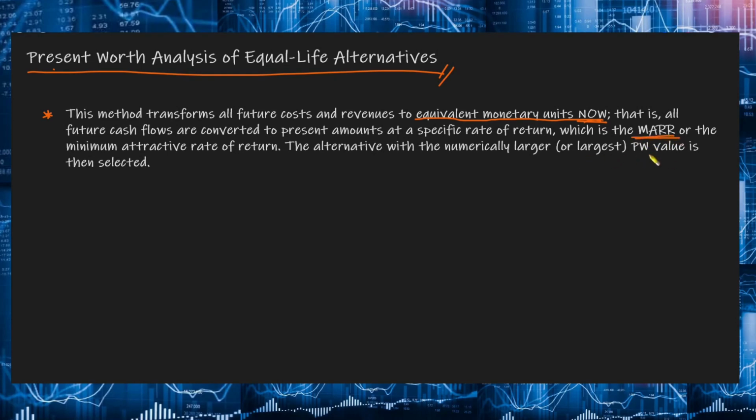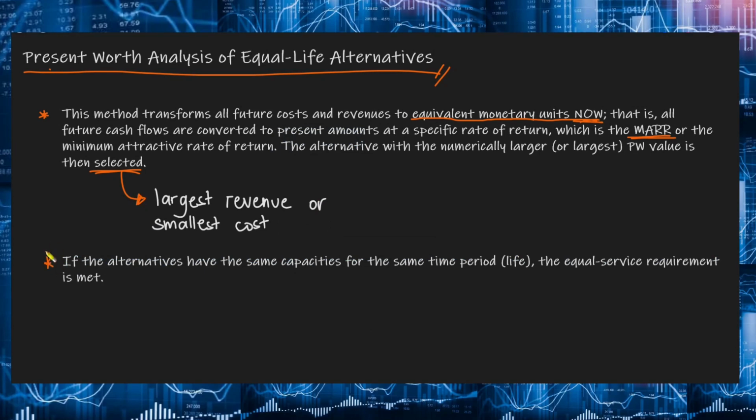And then, in choosing the alternative, we will simply select the alternative that has the numerically larger or largest present worth value. So, ibig sabihin, yung may pinakamalaking revenue or may pinakamaliit na cost. Now, if the alternatives have the same capacities for the same time period or yung life ng alternative, the equal service requirement is met. If this condition is satisfied, simply calculate the present worth value at the stated MARR for each alternative. And then, yun na nga, the alternative with the present worth that is numerically largest, so yung less negative or more positive, yun yung pipiliin natin.